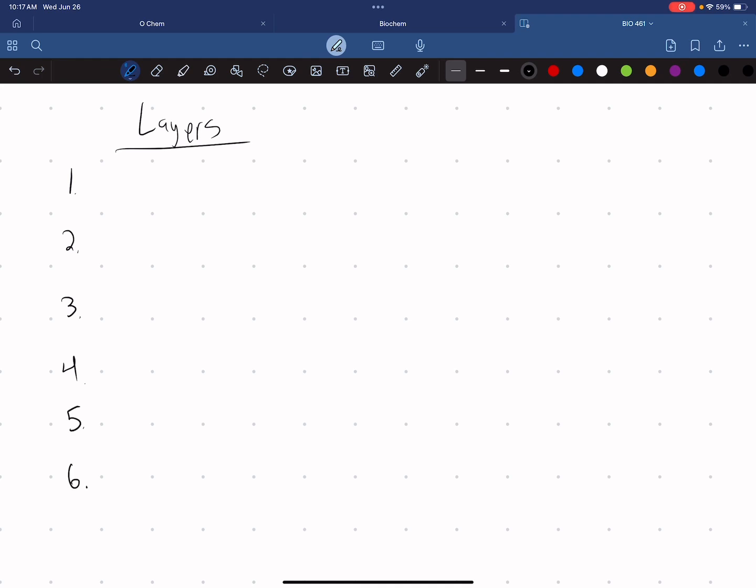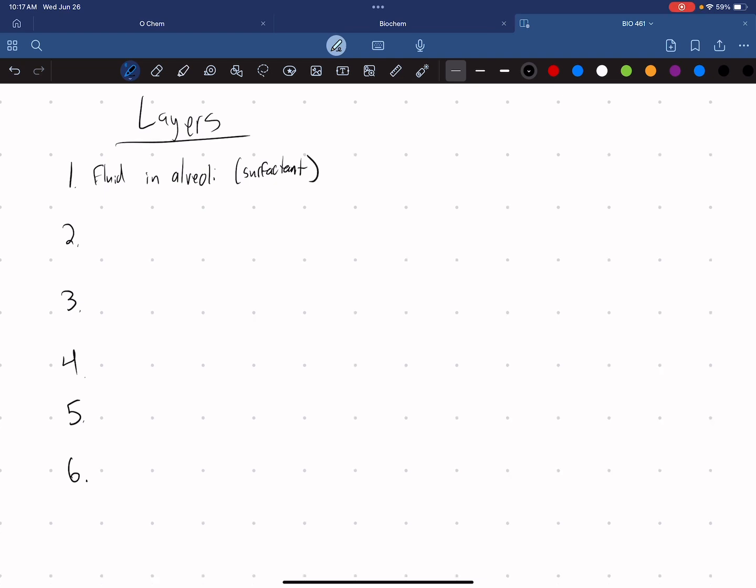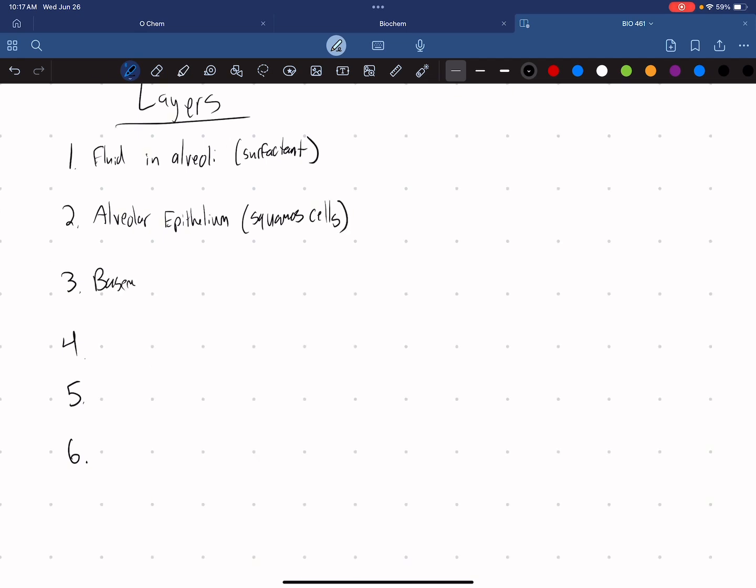So the first layer is the fluid in the alveoli, which is surfactant. The next layer is the alveolar epithelium, which lines the alveoli, which are squamous cells. Next, we have the basement membrane of the alveoli.